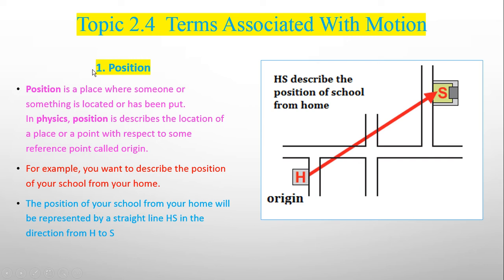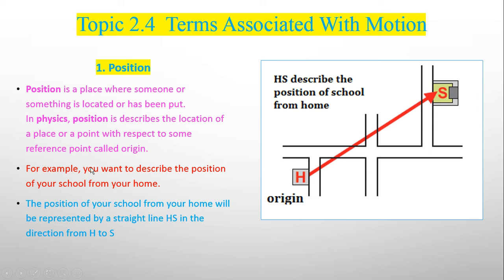So first of all, you have to know what is position. Basically, position is a place where someone or something is located or has been put. Technically, in physics, position describes the location of a place or a point with respect to some reference point called origin. This reference point can be termed as initial point.